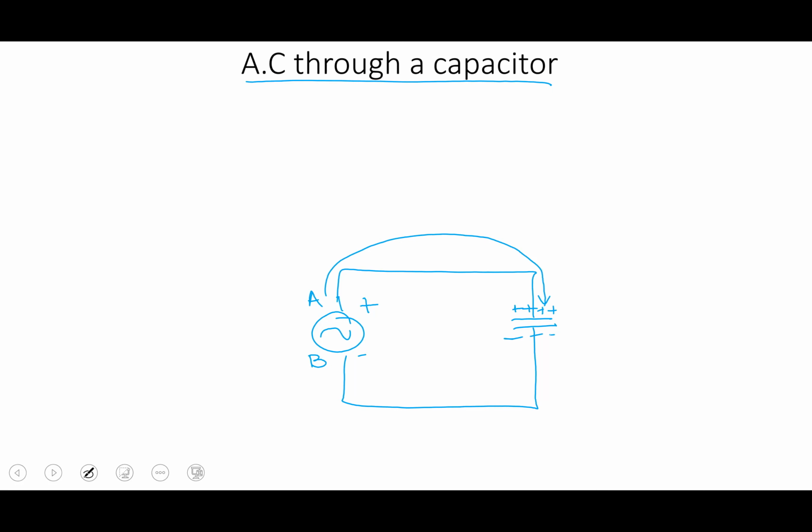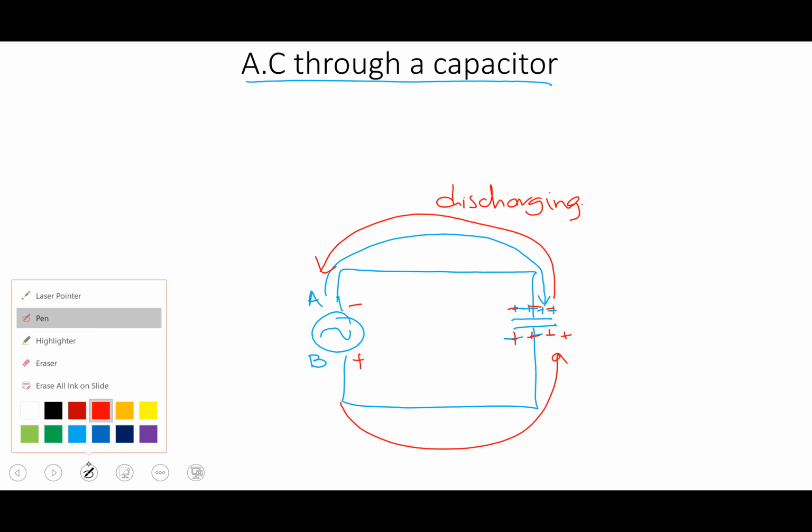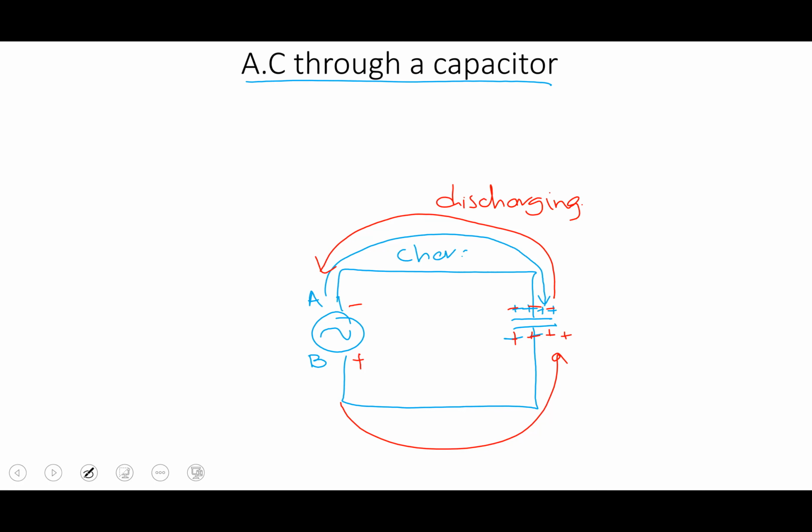But as the time passes, this terminal A will become negative and this terminal B will become positive. So this is negative, this is positive. Now the direction of the current will basically change because of the polarity, as you can see over here. Now this will become positive and this will become negative. So it is discharging actually. In this case, it is discharging, while in the first case, it was being charged.